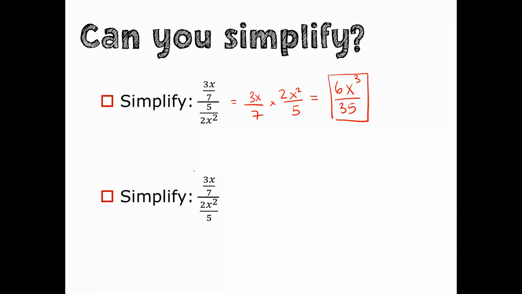What about this one? Instead of dividing, I'm going to say 3x over 7 times 5 over 2x squared. And I can do some simplifying here. This x is going to go away, and I'm no longer going to have this as a squared. And then I can multiply: 15 over 14x.